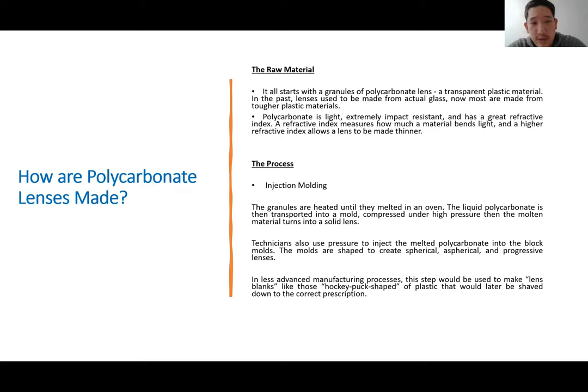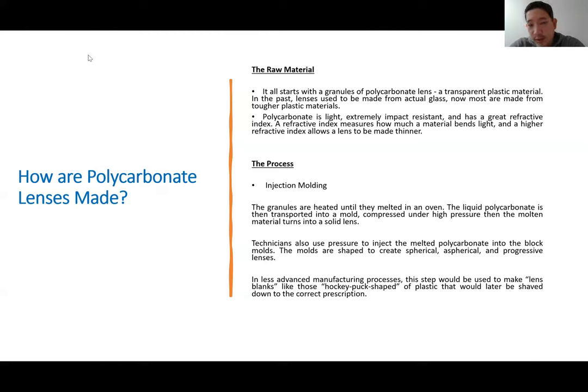With the polycarbonate lens, let's start with the raw material, right? It all starts with granules of polycarbonate, a transparent plastic material. In the past, lenses used to be made from actual glass. Now most are made from a tougher plastic material. Polycarbonate is light, impact resistant, and has a great refractive index. When we talk about refractive index, it is a measurement of how much a material bends light. The higher refractive index allows a lens to be made thinner.